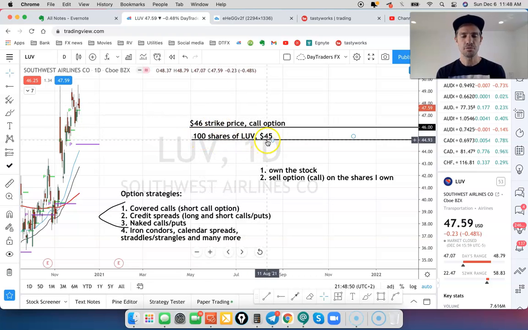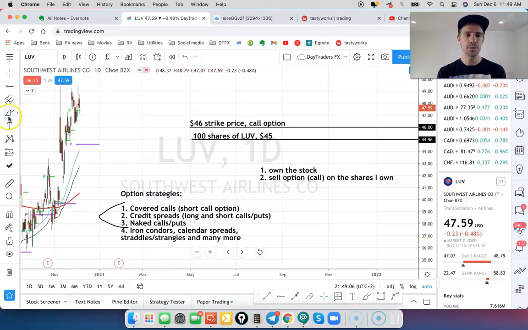I own 100 shares at $45. I sell the $46 strike price call option. I'm selling it. I'm short the call option, but I own the shares of stock. This is a covered call. So I own the shares of stock. Now, here's how this is going to play out.